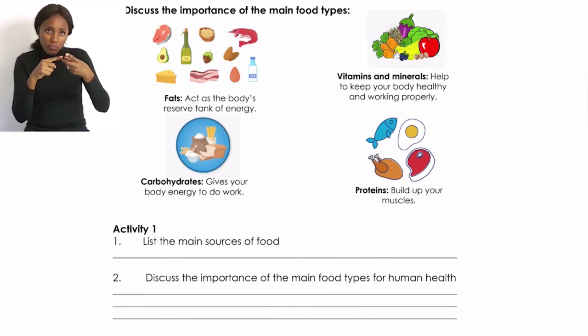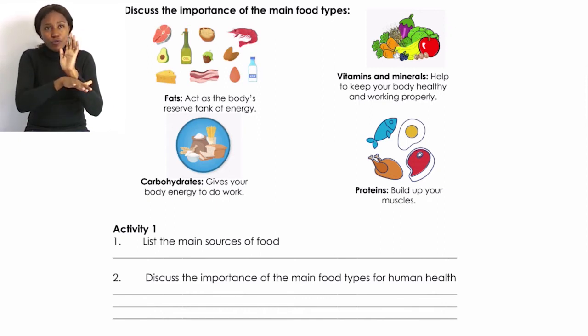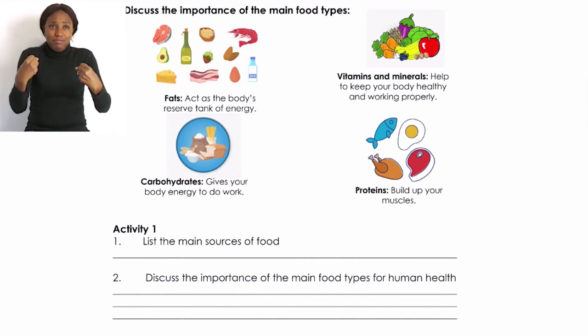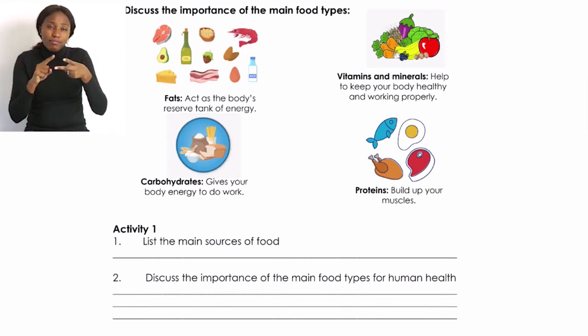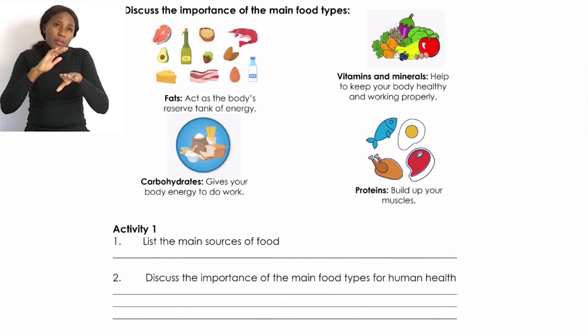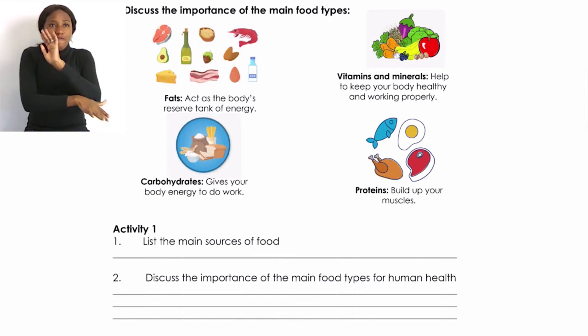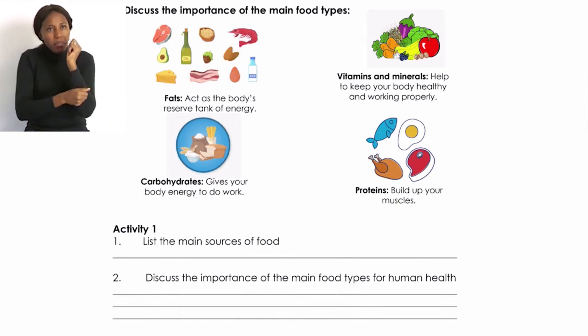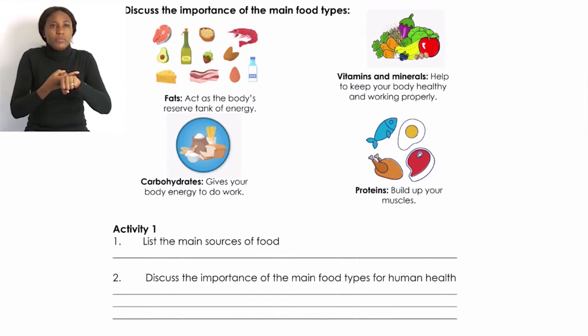Simple carbohydrates are found in fruit, and we can also call them simple sugars. They give our bodies a fast supply of energy. And then we also have complex carbohydrates. Another word for that is starches, and we get that from vegetables like corn and potatoes. They give our bodies energy more slowly, so a slow supply of energy.